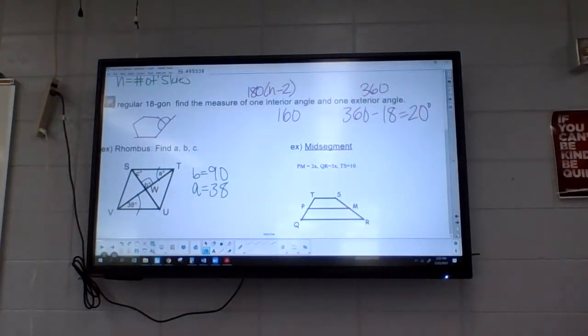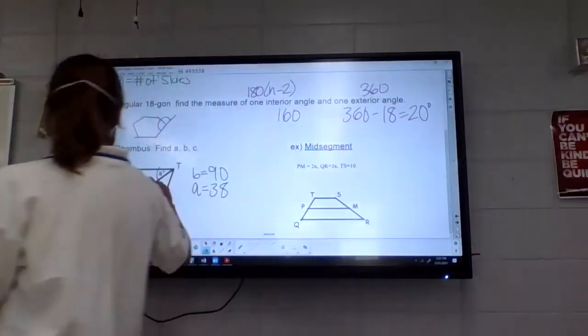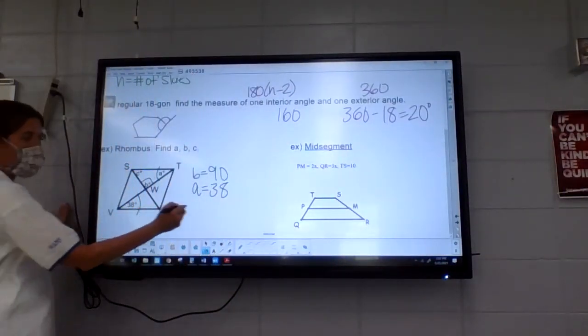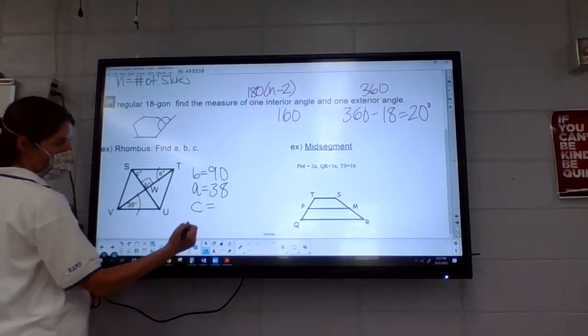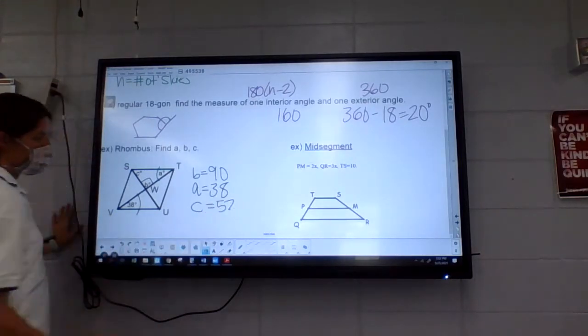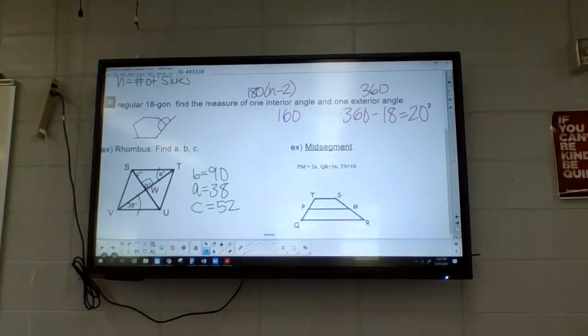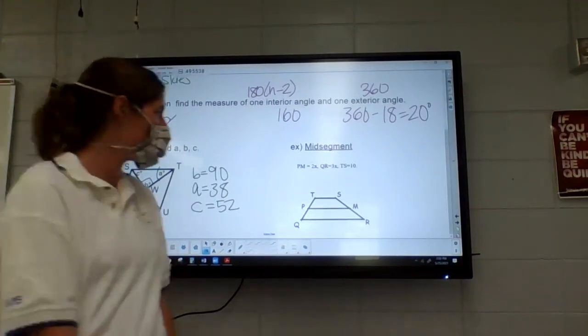And then C I should be able to find, because I know the three angles add up to 180 together, so 38 and 90, and C should add up to 180. So this is going to end up being, is that 52? Yeah. I always think that A and C equal 90. Oh, that's good. Yeah, that'll work. That's kind of what I just did, I subtracted those two to figure it out.